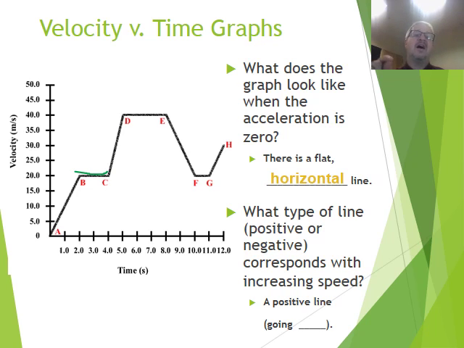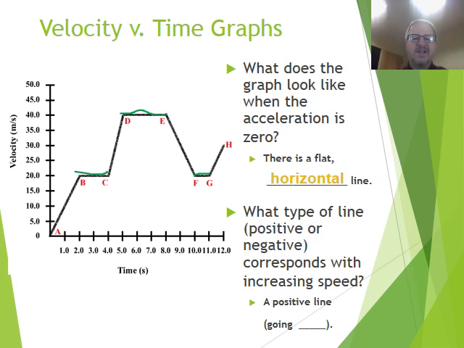Now that doesn't mean the object has stopped. It simply means that the object is no longer increasing its speed. Likewise, segment D to E is also a point at which there is 0 acceleration, even though there's still speed or velocity. And then F to G is another horizontal line segment, telling us again that there's 0 acceleration.